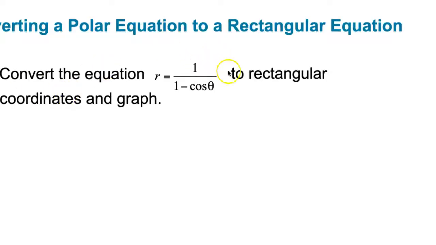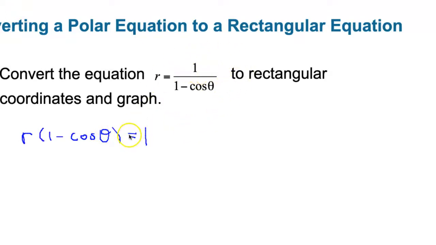So here is a polar equation, and we want to rewrite this as a Cartesian or a rectangular equation. So what I want to do is start by cross multiplying, and when I do that I end up with r times (1 minus cosine theta) is equal to 1. So I just got that by cross multiplying.